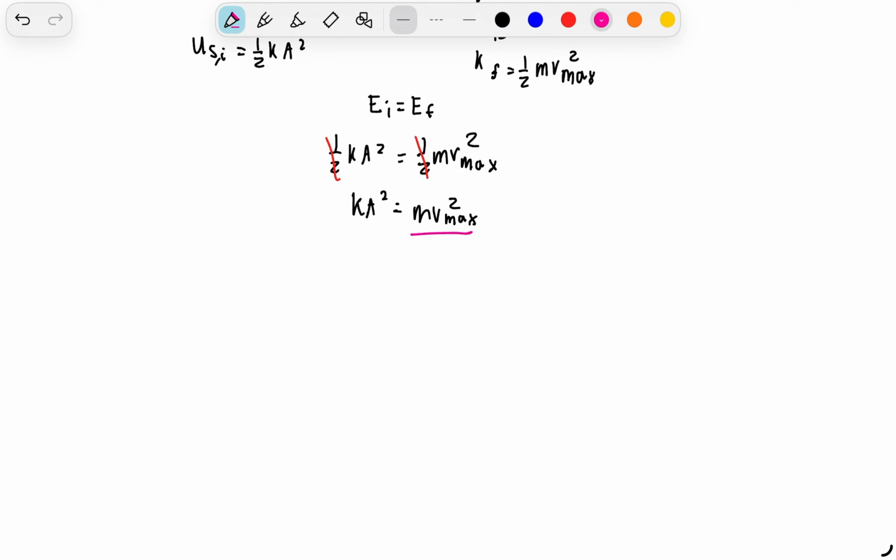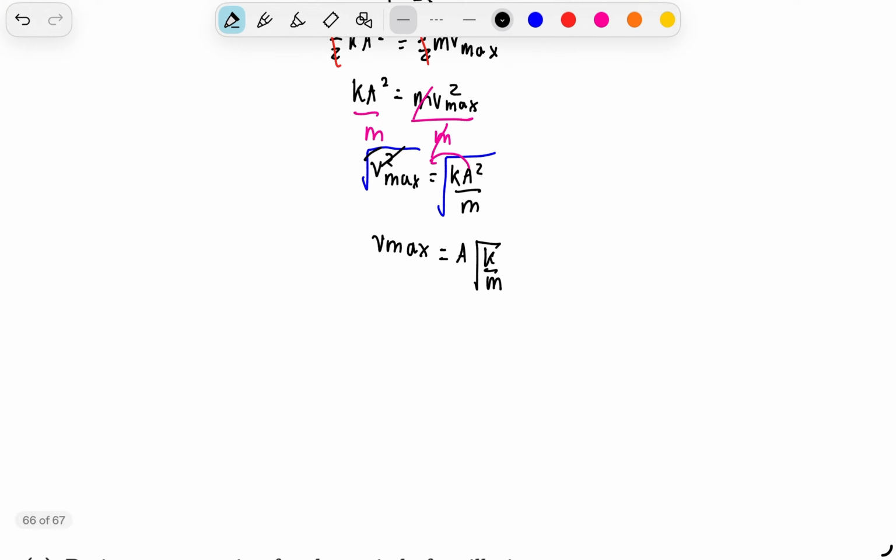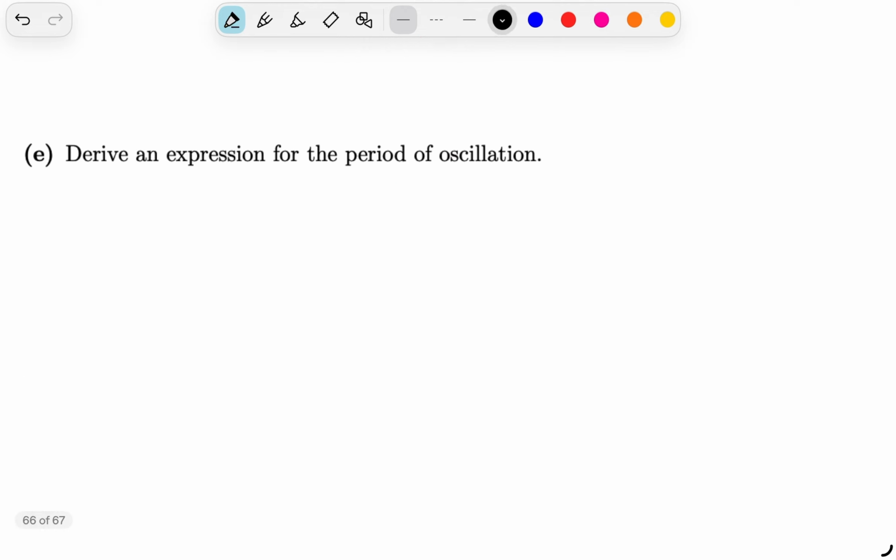We can divide both sides by m, and now we just take the square root. V max is equal to a times the square root of k over m. So our maximum speed happens where our potential energy has fully converted to kinetic energy.